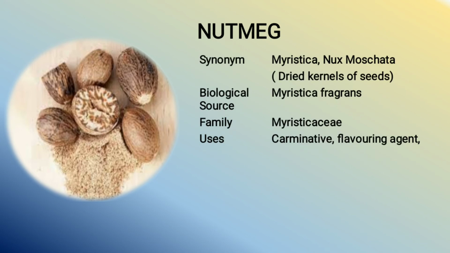Then the next image. So this image is of, yes, what is this? It is nutmeg, right? So this is the image of nutmeg. Then talking about its synonym, nutmeg is also known as Myristica or Nux moscata. It is also called Jaifal. Then its biological source is, it consists of dried kernels of seeds of Myristica fragrans belonging to the family Myristicaceae, and it is used as carminative and flavoring agent.